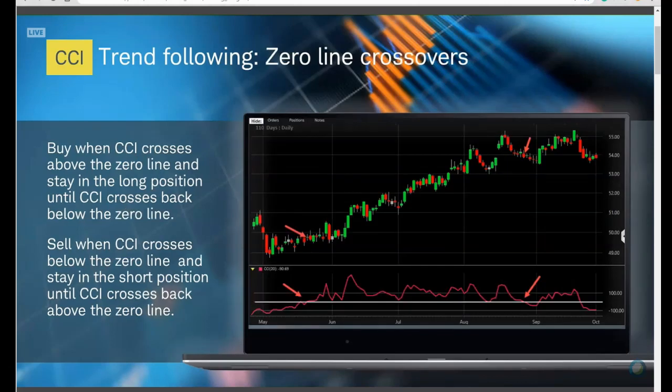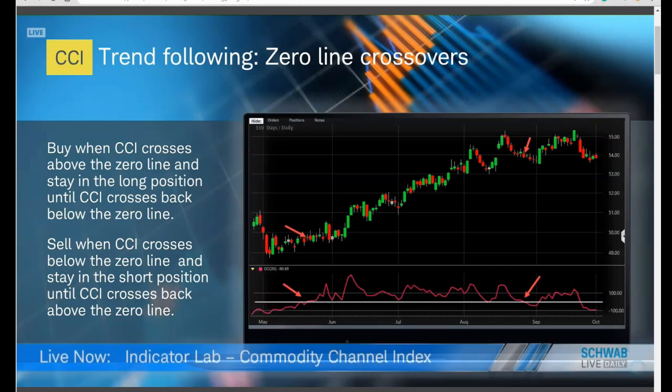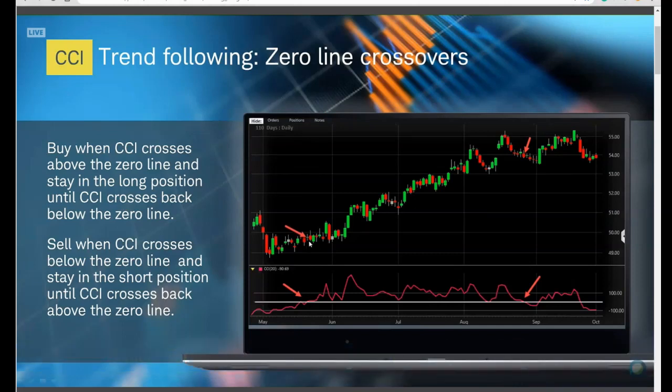Now, many people, including me, think that that isn't the best method to use. Many trend followers would use what's called the 0 line method. Very simple. You simply buy when the CCI goes above 0, and you sell when it goes below 0. This can get you in earlier, and it keeps you from getting wiggled out as often.